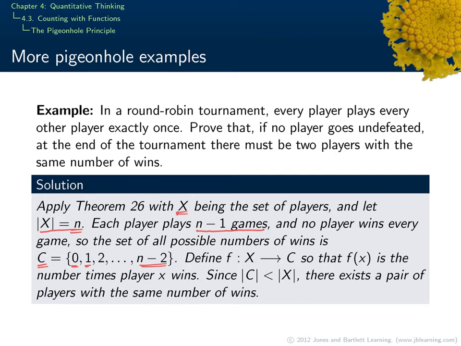Okay, so we define our function f from the set of players to the set of wins by declaring f of x to be the number of times player x wins. So notice that the codomain of this function, C, is smaller than the size of the domain X, and therefore the pigeonhole principle says that there are 2 distinct members of capital X, namely maybe little x and little y, that have the same function value. And that's the same as saying that there exists a pair of players with the same number of wins.